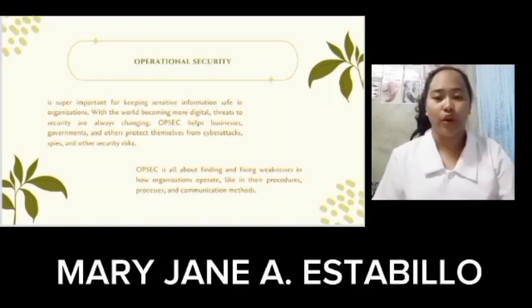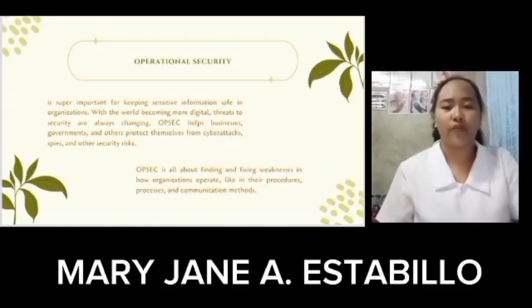Operational security, or OPSEC, is super important for keeping sensitive information safe in organizations. With the world becoming more digital, threats to security are always changing. OPSEC helps businesses, governments, and others to protect themselves from cyber attacks, spies, and other security risks.